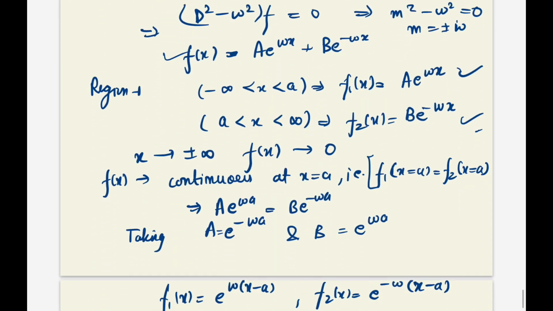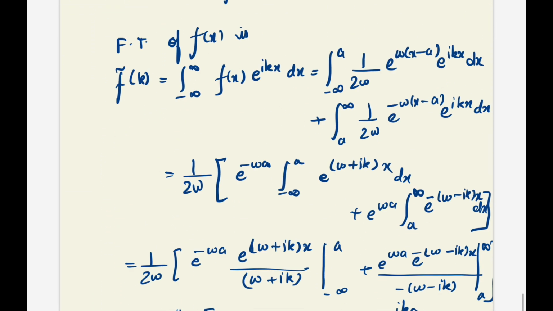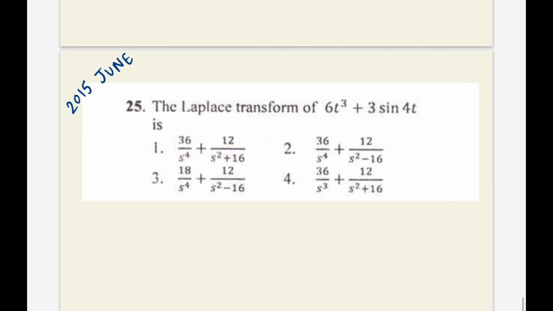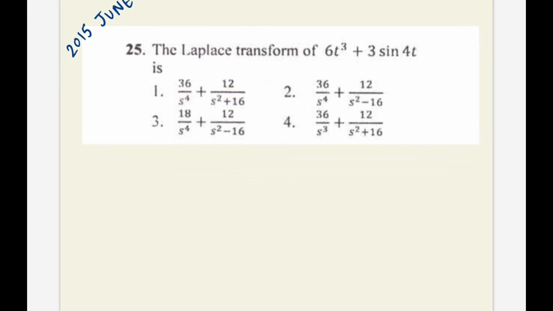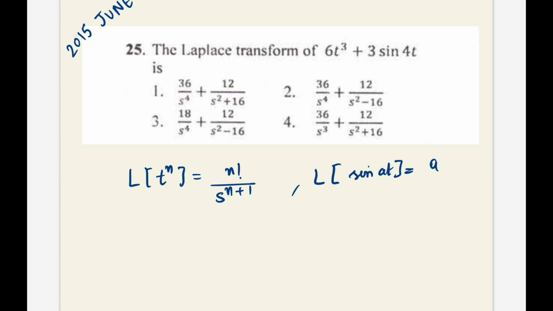Okay. Now the last question of the video, and the topic also, is from 2015 June. The Laplace transform of 6t cube plus 3 sine 4t. First I would like to tell the Laplace transform of any function of the form t to the power n is n factorial over s to the power n plus 1, and the Laplace transform of sine at equals a over s square plus a square.